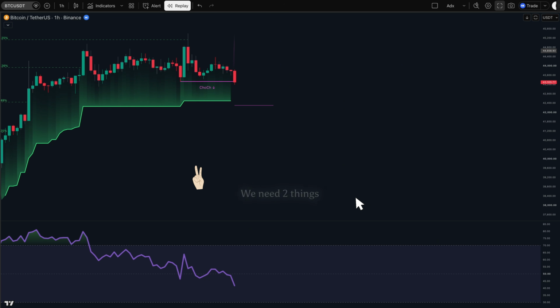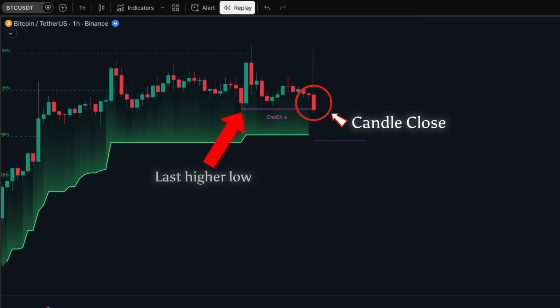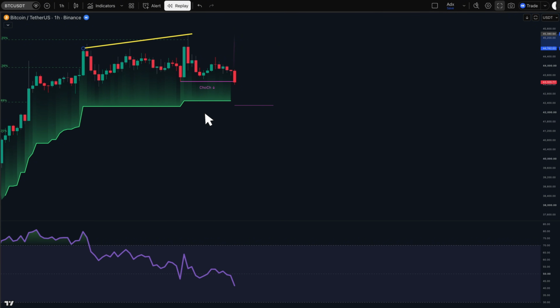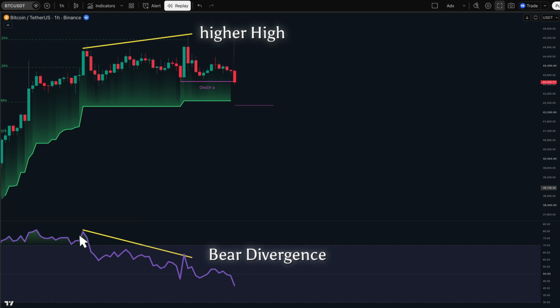For a short, we need two things: a bear divergence on RSI, and then a candle closing below the last higher low, in that order. Following this uptrend, price pushes to a new high, but when we look at RSI, it makes a lower high. And there is our bear divergence. That is our first condition.